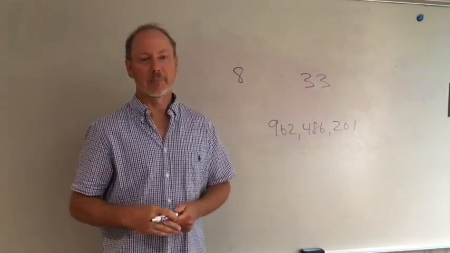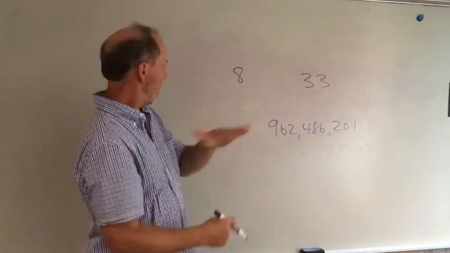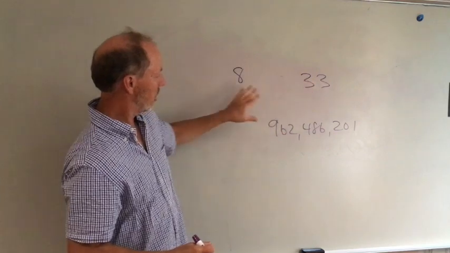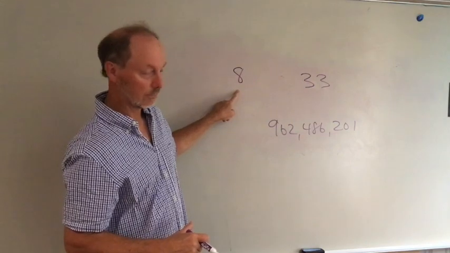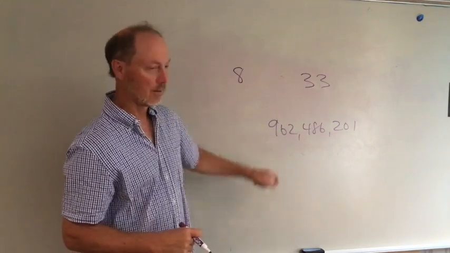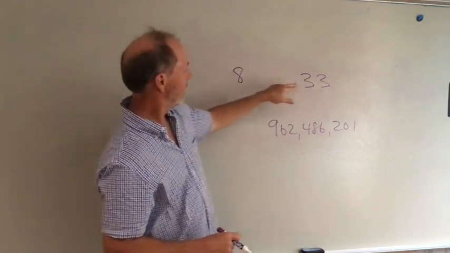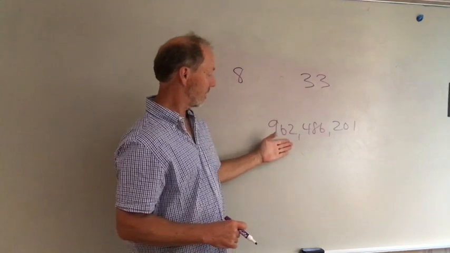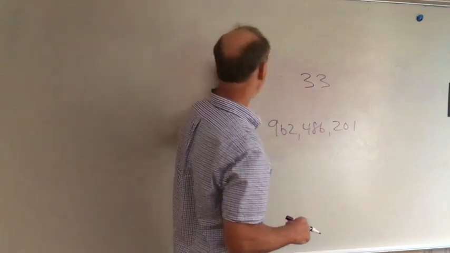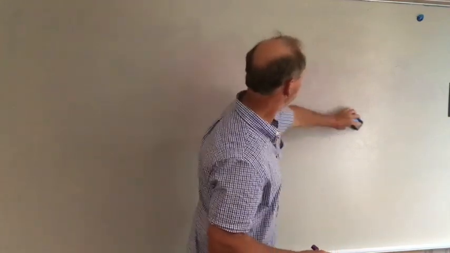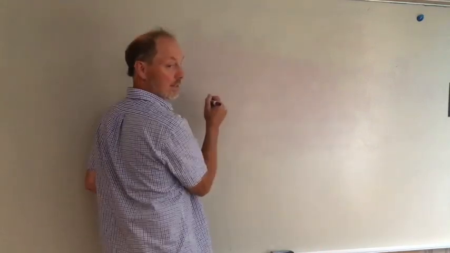In this case, if somebody said, put those numbers in order from least to greatest, well, you look head to head. Which one of these numbers is the smallest? Which one's the biggest? Which one goes in the middle? So least to greatest would be 8, 33, and 962,486,201. Sometimes they make things a little trickier for you by having the numbers be very close. For instance, like this.